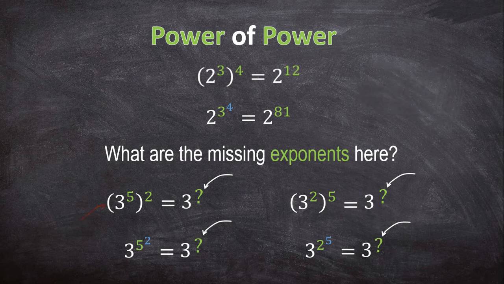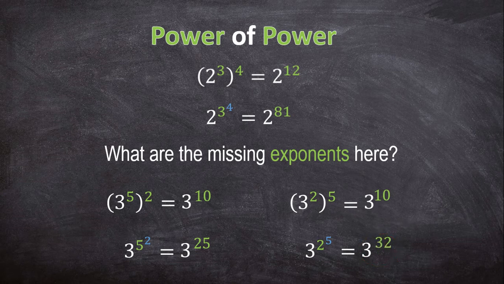Because of the parentheses here, you are first raising to the 5th power and then squaring it. So that's a total of 10 threes being multiplied, and this is 3 to the 10th power. You get the same answer over here, raising to the 2nd then to the 5th. But down here, order of operations says to evaluate 5 squared before doing anything else. So this is 3 to the 25th power, and over here 2 to the 5th is 32, so this is 3 to the 32nd power.